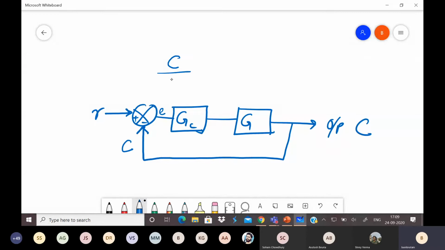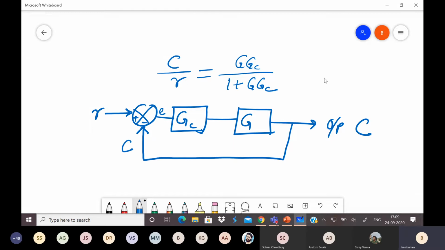So C by R, that is the output by input, that will be what? G into Gc divided by 1 plus G into Gc. Because in the very beginning classes we have solved this, right? And there we did not use Gc, so only G was there. So then we found that C by R was G by 1 plus G. Now G will be replaced by G into Gc. Okay. So G into Gc by 1 plus G into Gc, that will be the closed loop transfer function.